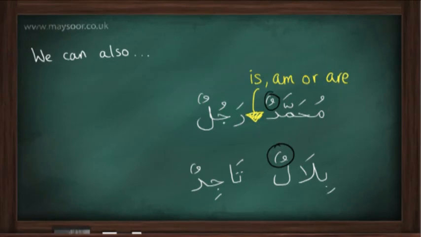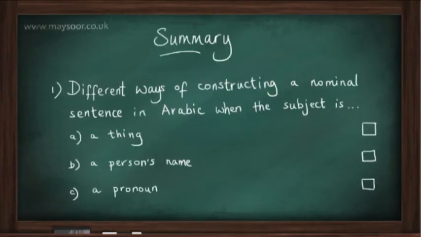In summary, we've looked at the different ways of constructing a nominal sentence in Arabic when the subject is a thing, for example, al-qalamu maksurun, b, a person's name, for example, Muhammadun Rajulun, Muhammad is a man, and finally, c, a pronoun, for example, ana mudarrisun, huwa talibun, I am a teacher, he is a student.